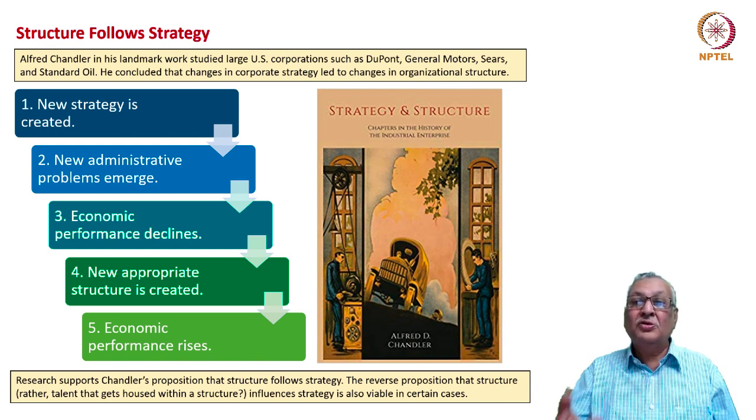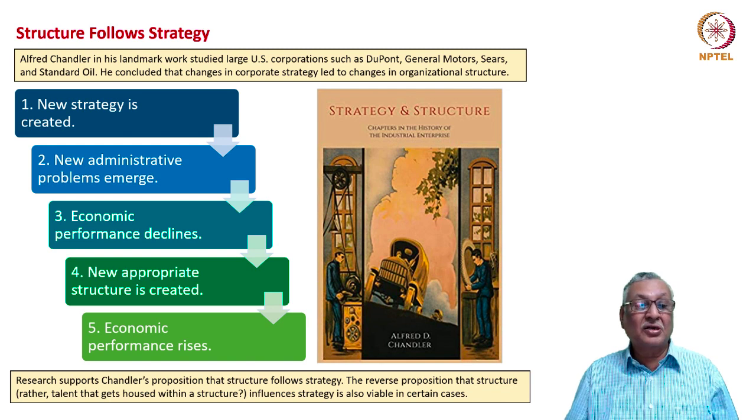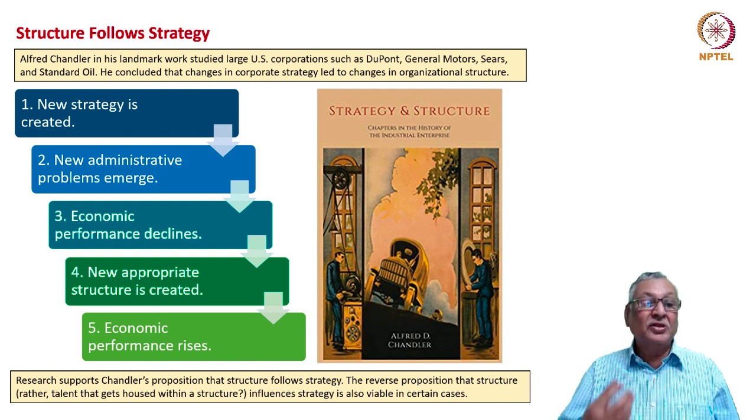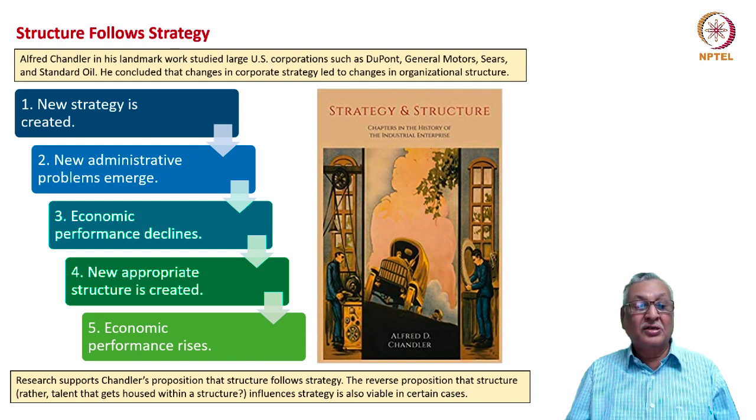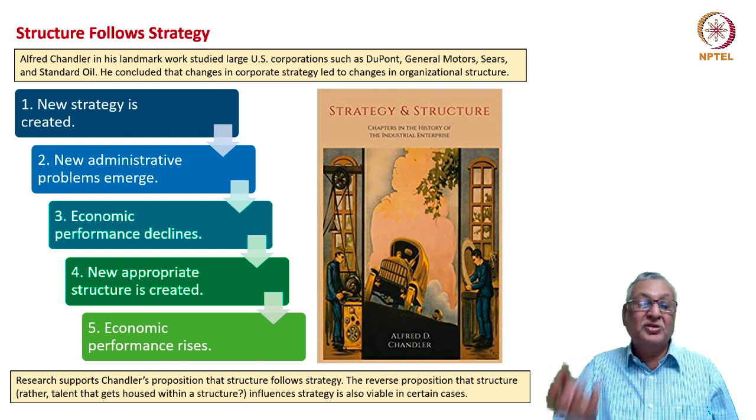That is, you suddenly want to do electric vehicles. But how do I do electric vehicles when I don't have suppliers? How do I do it when employees are not available, when the locations are not having capacity? So when these administrative problems emerge, but the new strategy is taken upon itself, the company faces economic performance decline. Then you create an appropriate structure to ensure that the strategy is effectively implemented, and then economic performance rises.